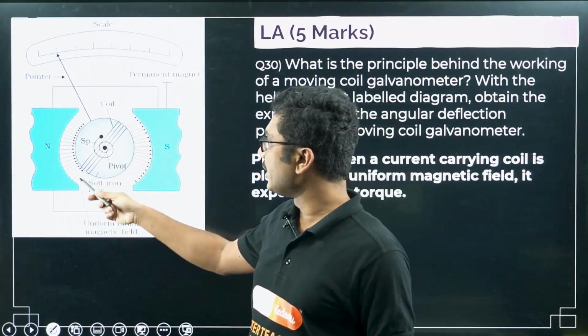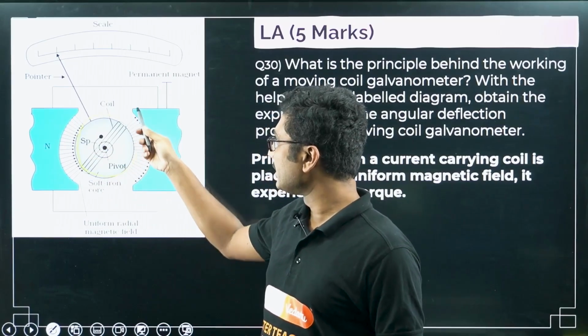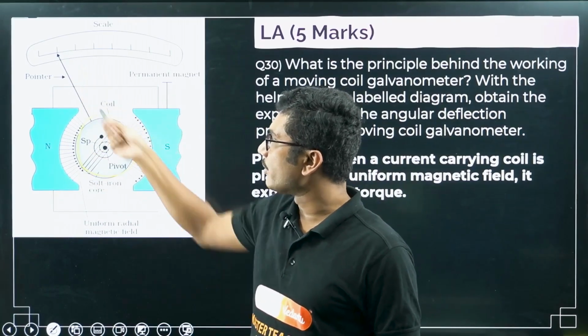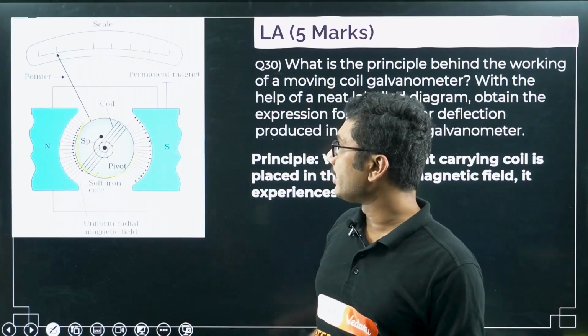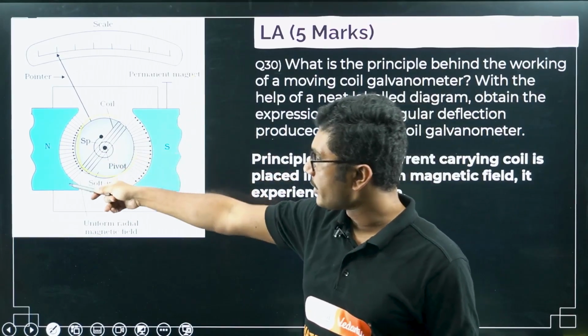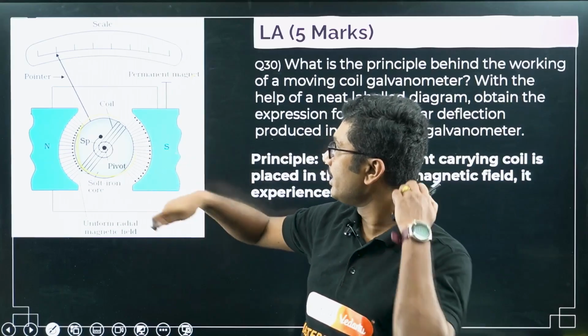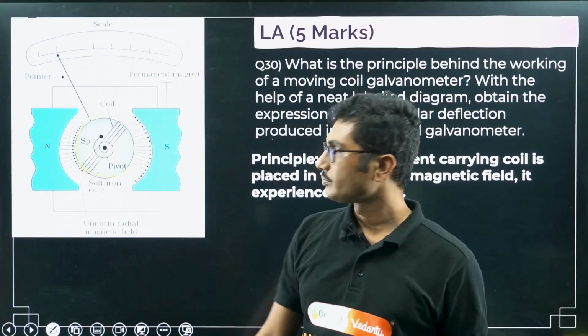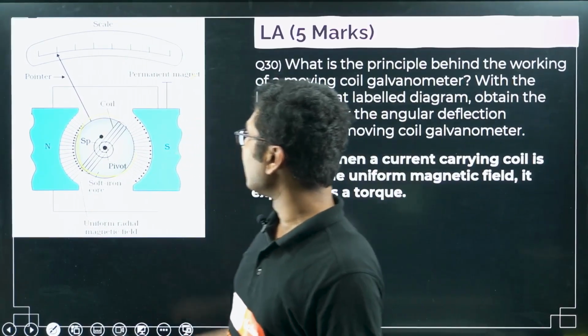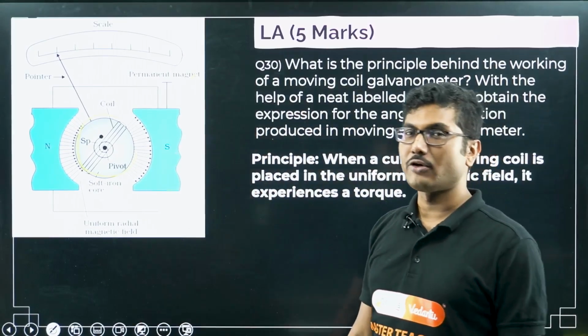There will be a spring here, there is a circle here. Okay, this is a south pole, north pole, and this arrow, the pointer. Permanent magnet. Obviously on both sides there will be a permanent magnet, so there will be a uniform magnetic field, and this is the diagram. You can remember this diagram or you can draw it on your own.